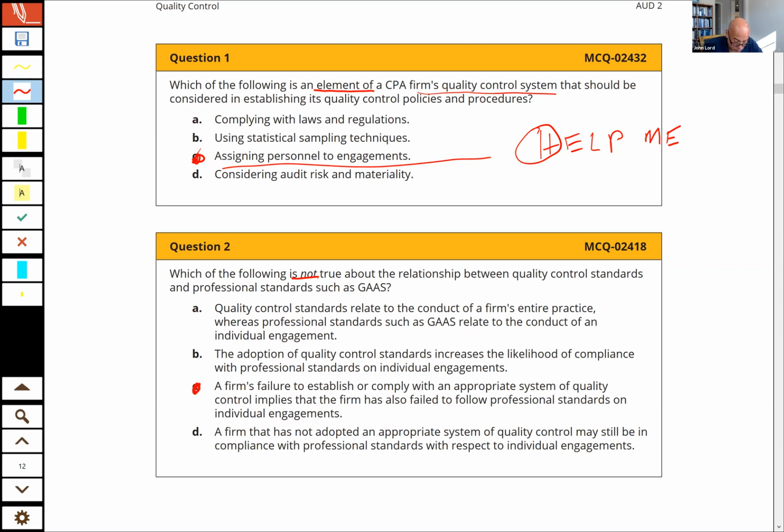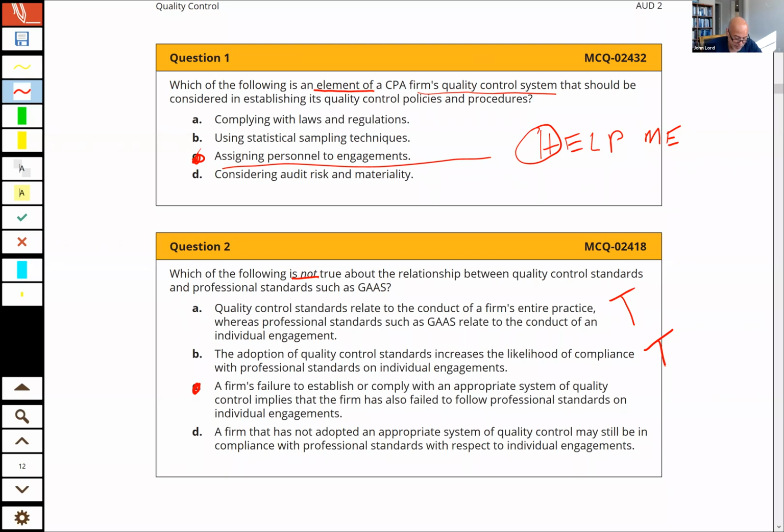Quality control standards relate to the conduct of a firm's entire practice, whereas professional standards such as GAS relate to the conduct of an individual engagement. We flashcarded that. That's true. The question's asking us which of the following is false, what is not true. Okay, so then you go to B, and the adoption of quality control standards increases the likelihood of compliance with professional standards. Absolutely, that's true. That's why we're following the quality control standards. That's why the AICPA established them, okay?